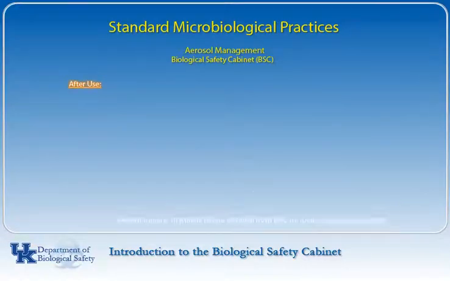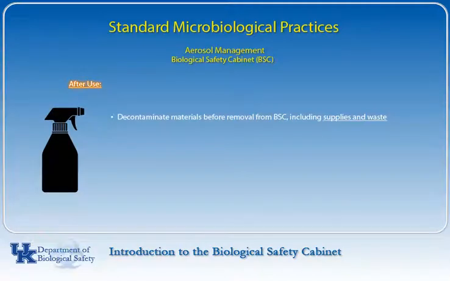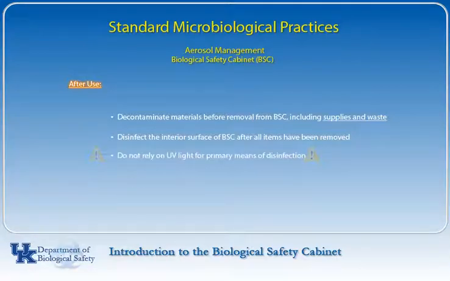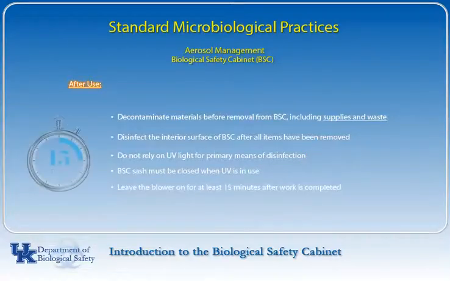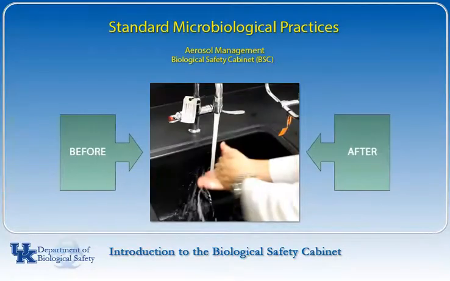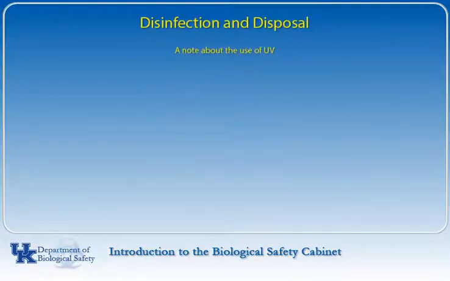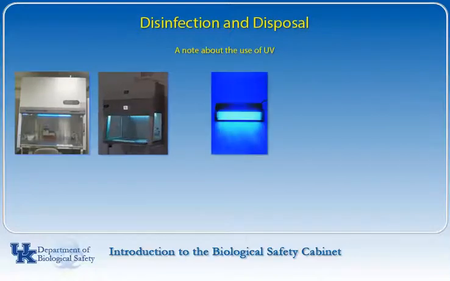After work, surface decontaminate the exterior of all materials prior to removal from the cabinet. This includes your supplies and the generated waste. Wipe the interior surface of the cabinet with an approved disinfectant after all items have been removed from the cabinet. Do not rely on UV light as a means of decontamination, and be sure the BSC sash is closed when UV is in use. Allow the blower to remain on 15 minutes after work has concluded. Good practices during use of a BSC include washing hands before and after use. Many BSCs are equipped with germicidal ultraviolet or UV lamps.